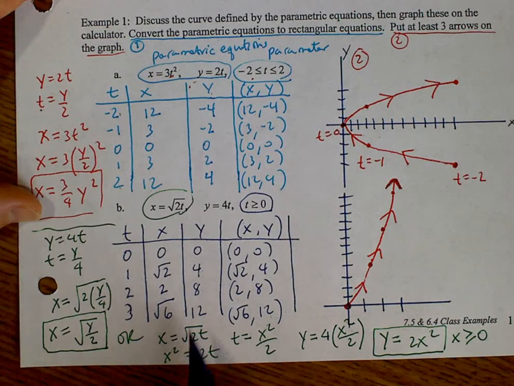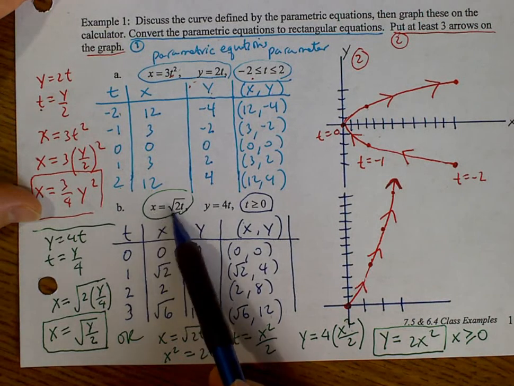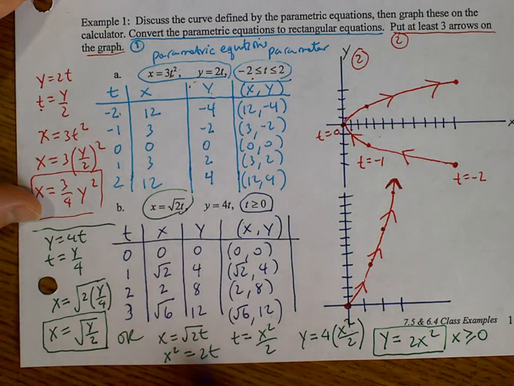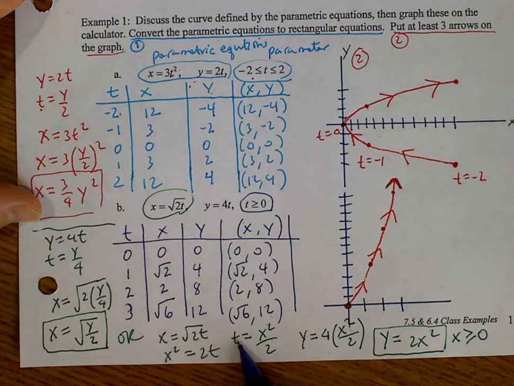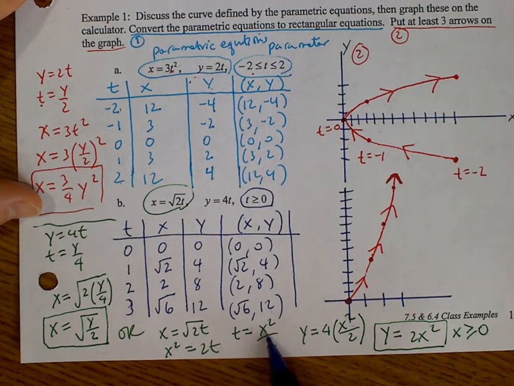Now the other way that you could do it is to take x is equal to the square root of 2t, and square both sides. That gives me x squared is equal to 2t. Then I solve for t, which gives me x squared over 2. And then in place of the t in y, I'm going to put in x squared over 2. So you get y is equal to 4 quantity x squared over 2. When you simplify that, you get y is equal to 2x squared.